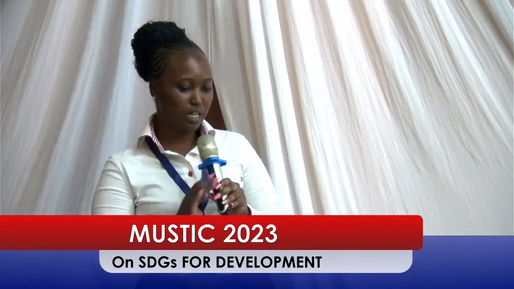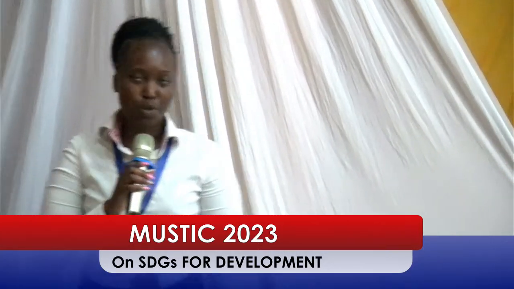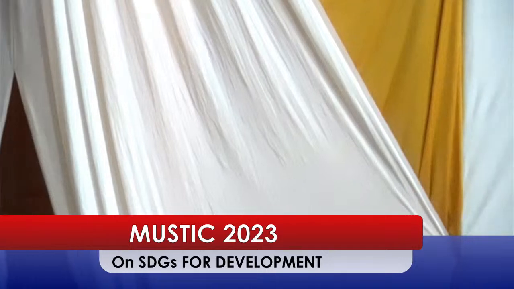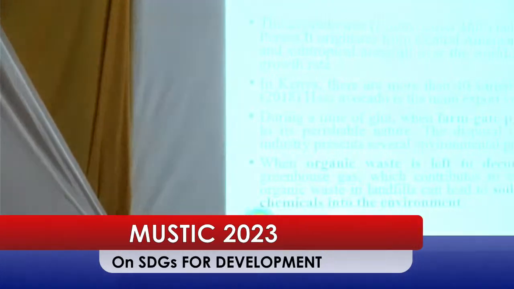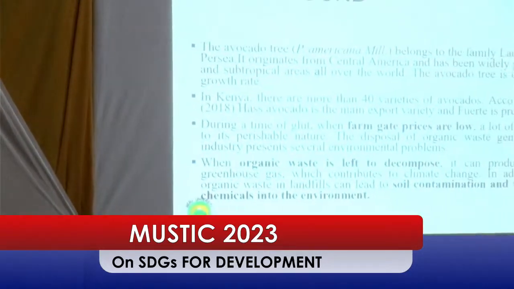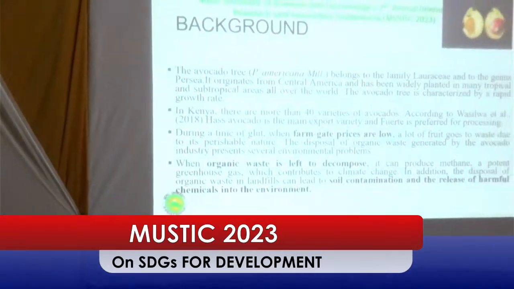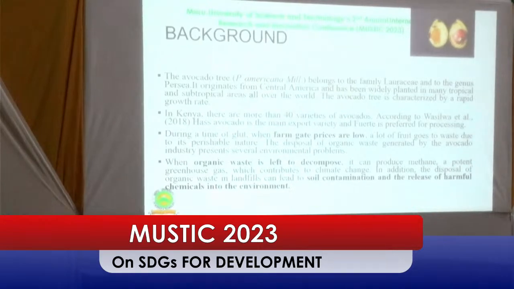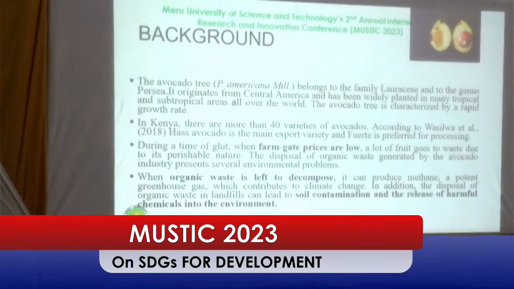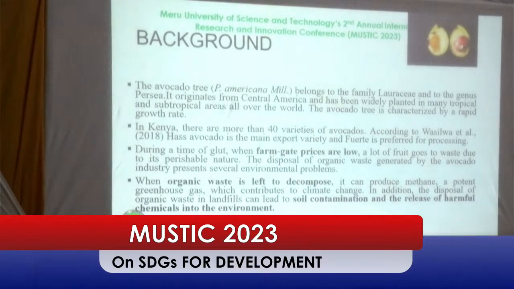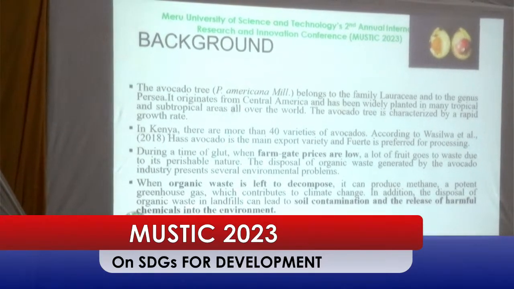A quick background. I'm sure we are all familiar with avocado. It belongs to the family Lauraceae and to the genus Persea. It originates from Central America and has widely been planted all over the world. In Kenya, there are more than 40 varieties of avocados, and according to Asila et al., Hass avocado is the main exporter variety, and Fuerte is preferred for processing.